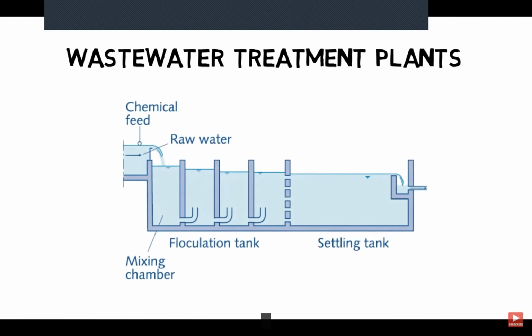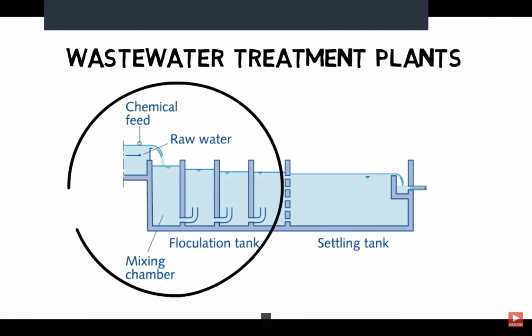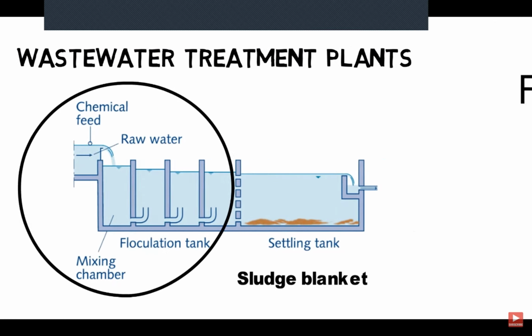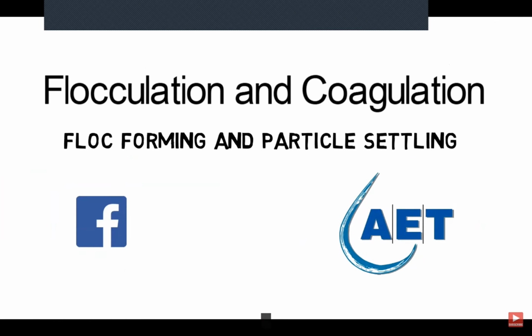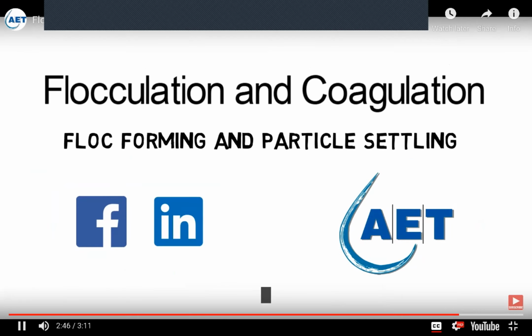Within wastewater treatment plants, the flocculation process is normally separated from sedimentation. Under gentle agitation, flocculants are added in the mixing tank before water enters the sedimentation tank. Here particles settle down until they build up a sludge blanket, which is then removed. Thanks for watching, and if you like our 3-minute tutorials, please subscribe.